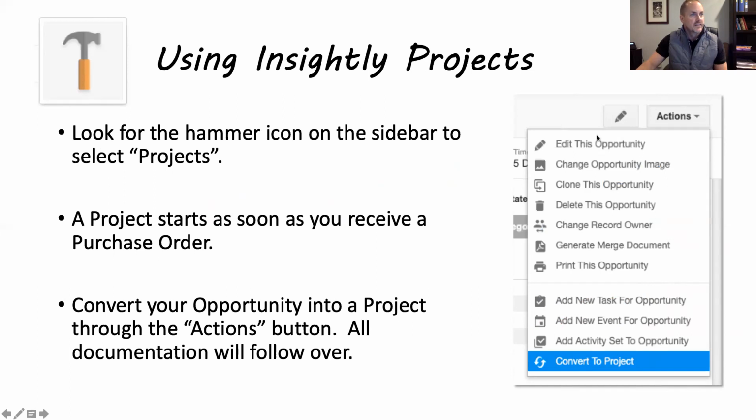In the top right of the screen, you're going to see an actions button. If you drop that down, you'll see all sorts of different things for your opportunity. You can edit the opportunity, change images, merge documents, print it, all that kind of stuff. But at the very bottom, you'll see it says convert to project. That's what we want to hit as soon as we receive that purchase order.